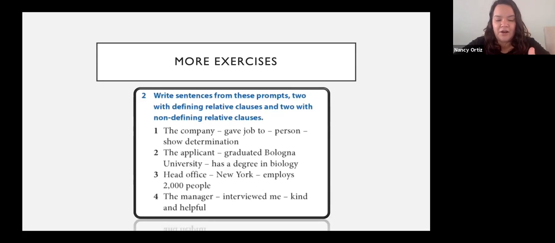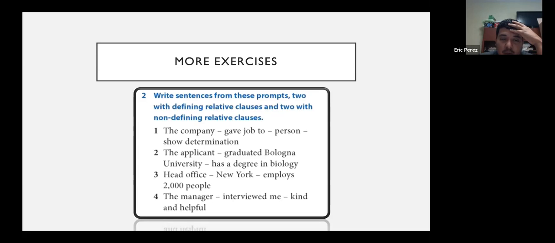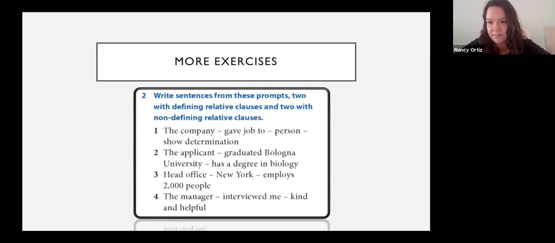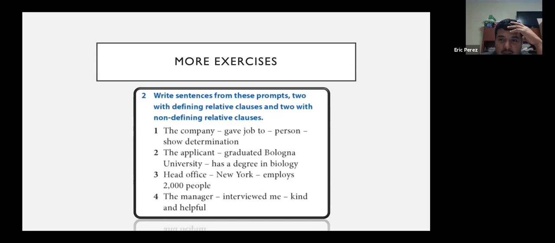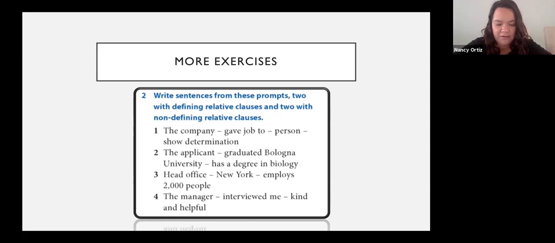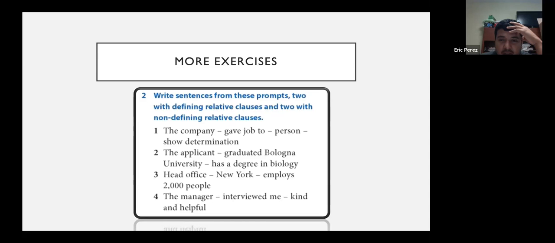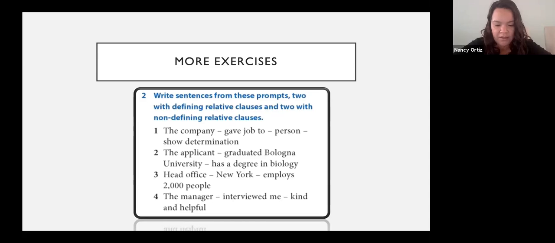Even the book says suggested answers, because there is more than one correct answer. Okay. All right. So it's pretty much just how we order the phrases, to give it a defining or non-defining sense. Yes. Because you organize the sentence you're giving. The head office that employs 2,000 people is located in New York, non-defining. The head office located in New York employs 1,000 people. Exactly. The sentences are correct, Daniel.